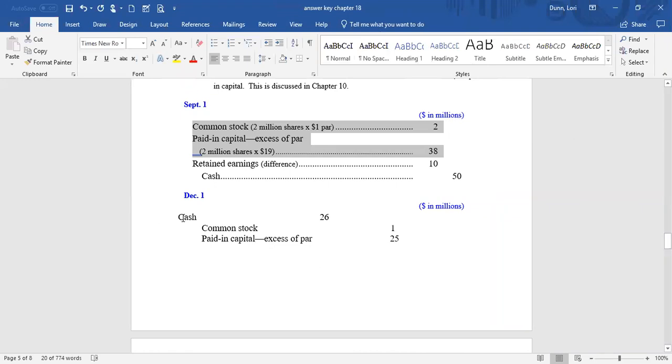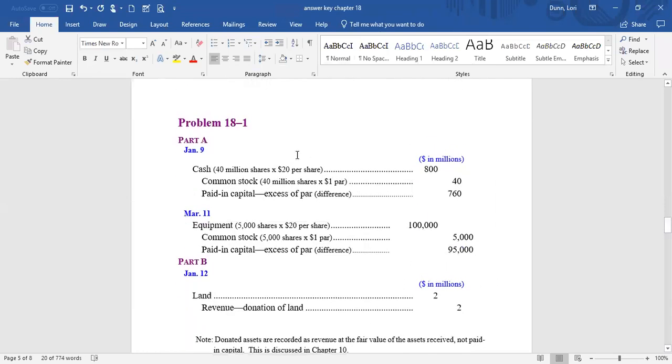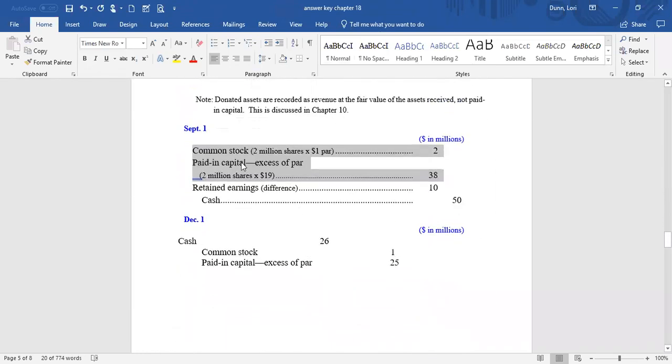So we would record it just like any other stock sale being sold for the first time. We removed the original amounts that we received when we sold this back up on January 9th. That's what we did on September 1st. Now, when we reissue it, it's like we're selling it for the first time.